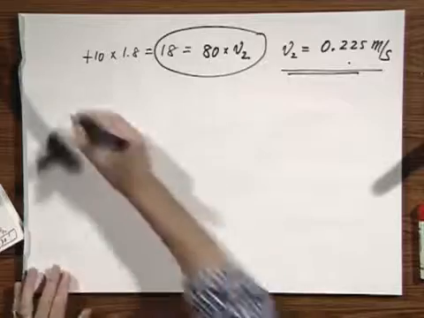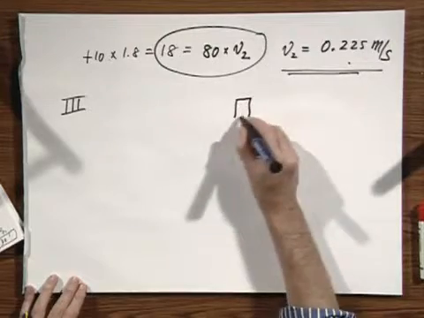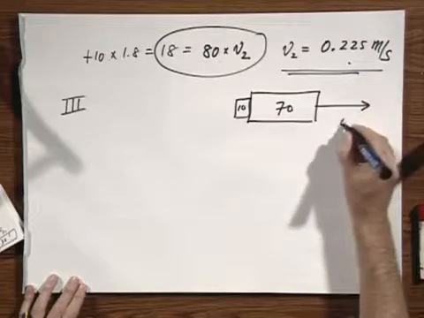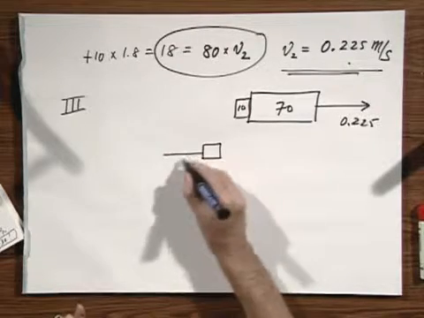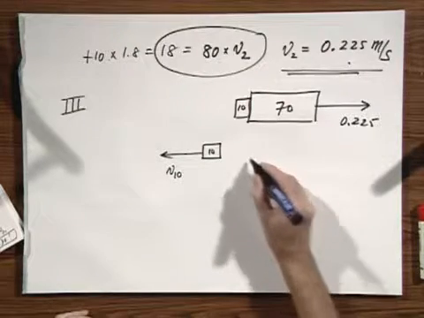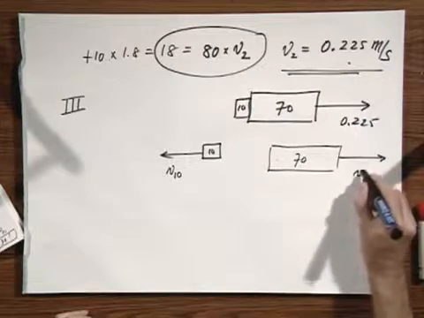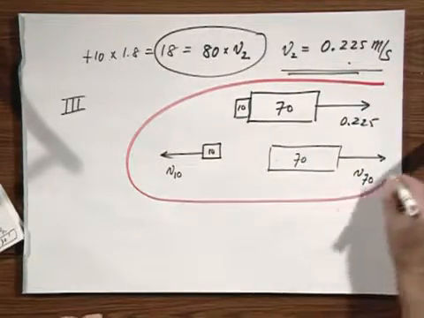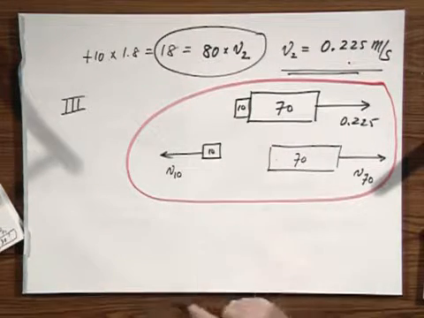Now we come to phase number 3. And what is happening now, that this block with the 70 are moving with 0.225, but a little later 10 will be moving in this direction, and let me call that again V10, and the block, excuse me, the sled with your friend is moving in this direction. Let's call that now V70. And you'll have to apply now, which is not so difficult, only the conservation of momentum on this system. And I'd like you to do that.